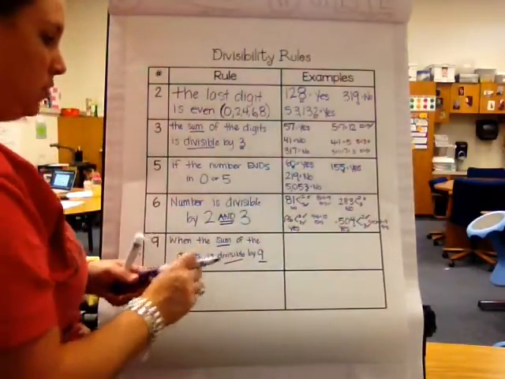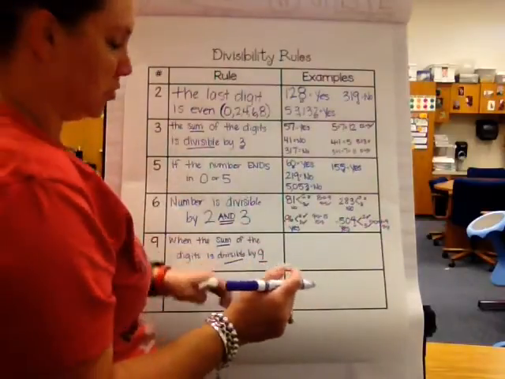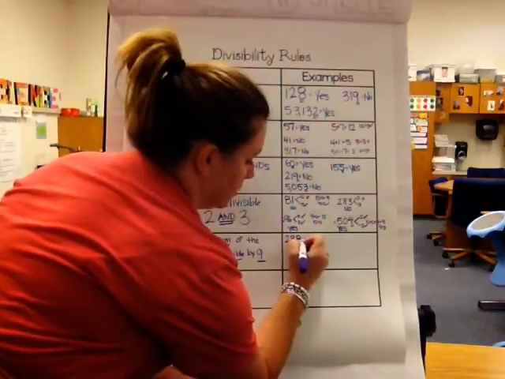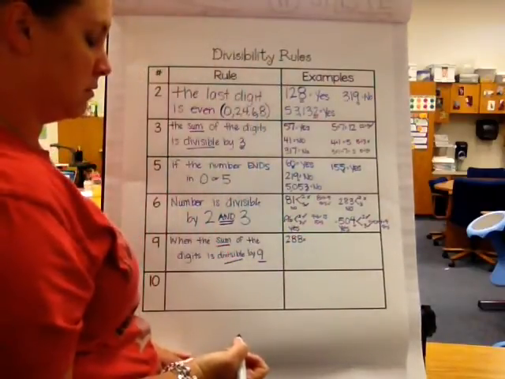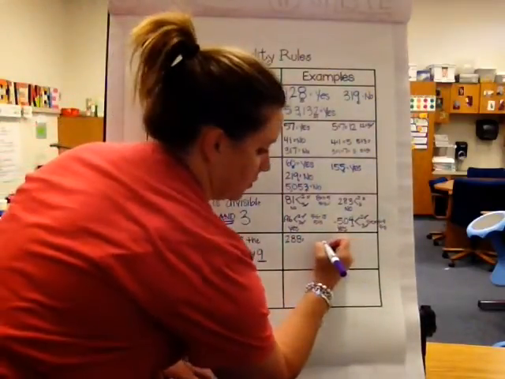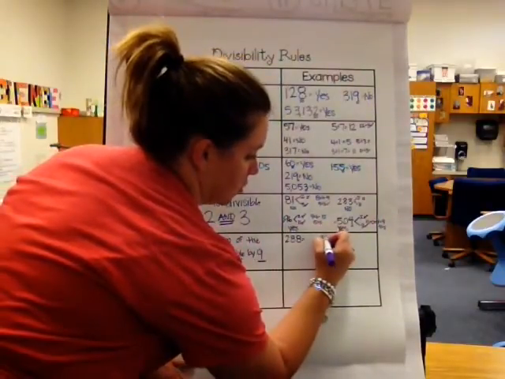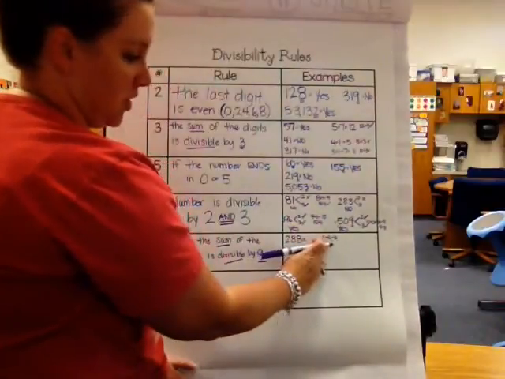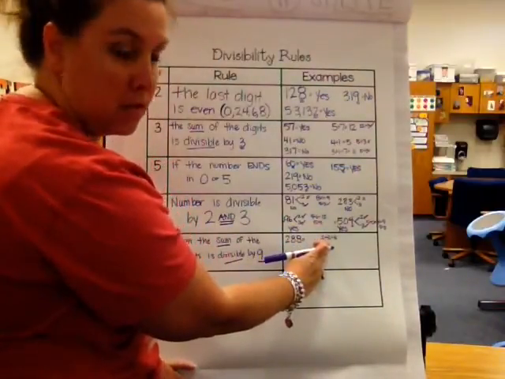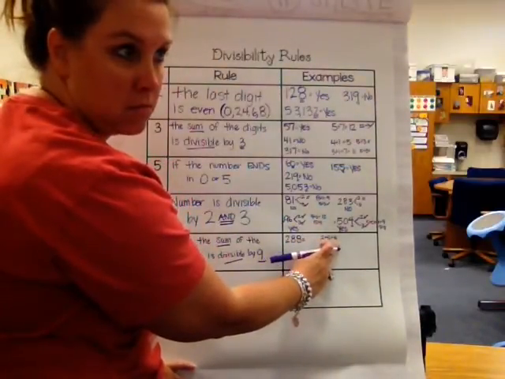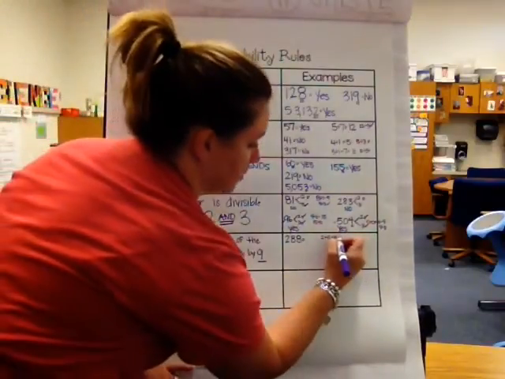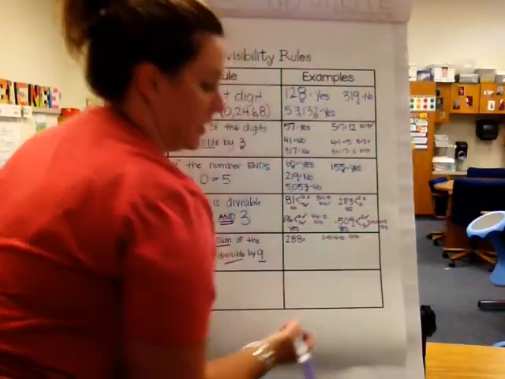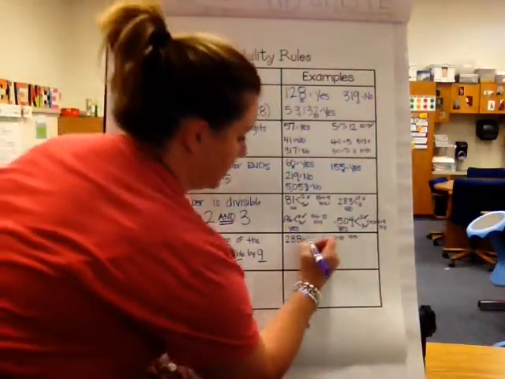Okay, now my examples. I'm just kind of writing blue and purple everywhere. All right, so 288. Okay, well then I have to come over here and say 2 plus 8 plus 8. What's 2 plus 8? 10. What's 10 plus 8? 18. Is 18 divided by 9? Can I do 18 divided by 9? Yes, I can.